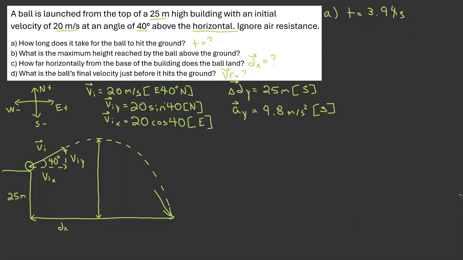Okay, question B is asking, what is the maximum height reached by the ball above the ground? So that's going to be this height here. Now, one very important concept to take away from this is that anytime you're asked to find the maximum height of our object in a projectile motion problem, we can always assume that at this instantaneous point here, the velocity in the y, doesn't matter if it's the initial or final velocity, is always going to be equal to 0.